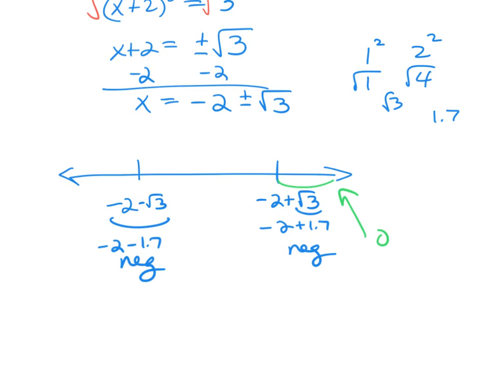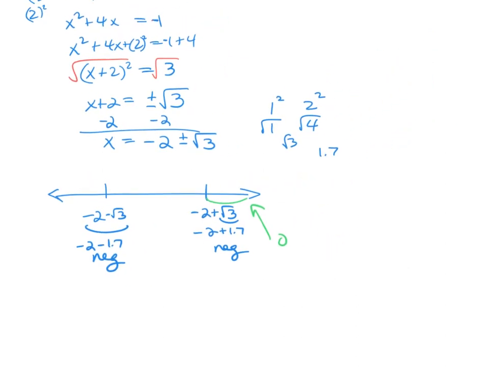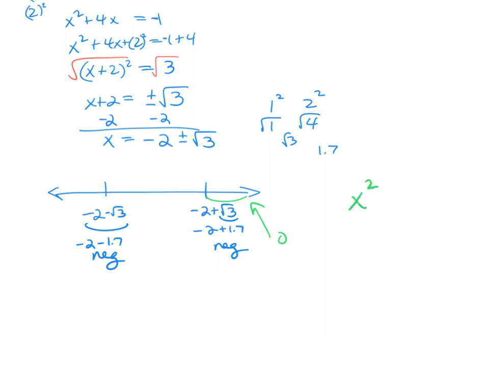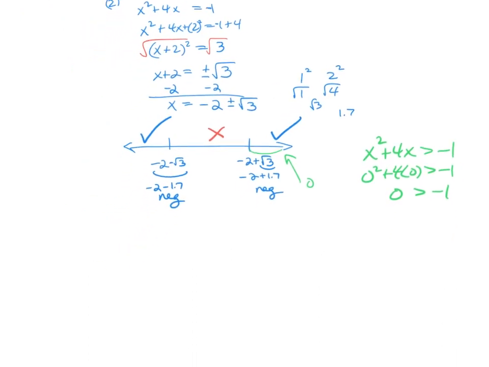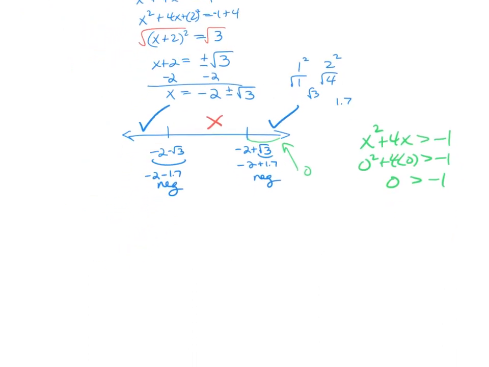So again, now the process is the same. Take your 0, plug it back into the original, x squared plus 4x greater than negative 1: 0 squared, 4 times 0, 0. Is that greater than negative 1? Yes, it is. So this gets a check mark. This gets an X. This gets a check mark. Again, you got to repeat the pattern. Check, X, check.